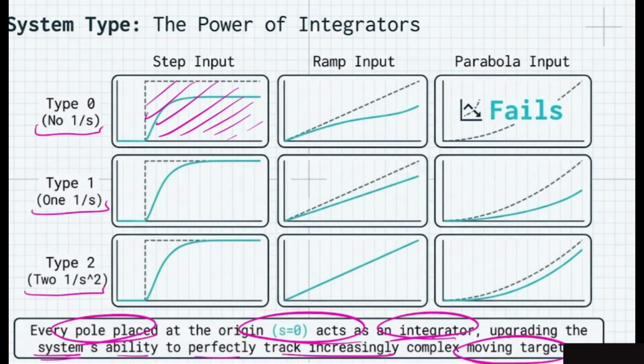I'm just going to give you a heads up on what it means by 1 over s, 1 over s to the power 2. Actually, that means integrators, or integrators to the power 2. So every pole placed at the origin, s equal to 0, acts as an integrator. You are going to see that in the future, that at some point your transfer function is going to have just s in the pole. So what does that mean? That guy is going to be your integrator. So it's going to upgrade the system's ability to perfectly track increasingly complex moving targets.